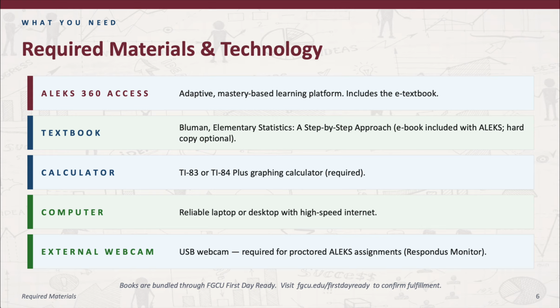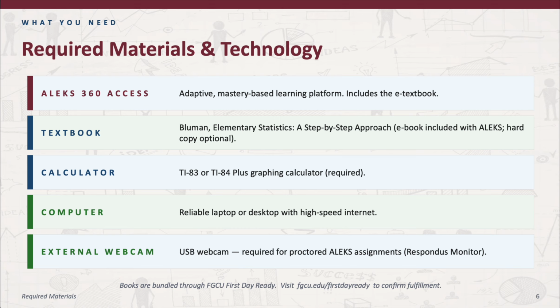And since it's an online course, you're expected to have a reliable computing device, a laptop or a desktop with high-speed internet. You'll be watching a lot of videos, you'll be doing a lot of homework, so make sure you have reliable, consistent, high-speed internet. If you don't have one, FGCU has plenty of computer labs where we can use them. And for some of the assignments, especially quizzes and a few other things, we will be using Respondus Monitor with video. So make sure to have an external USB webcam, so you can take those assessments.